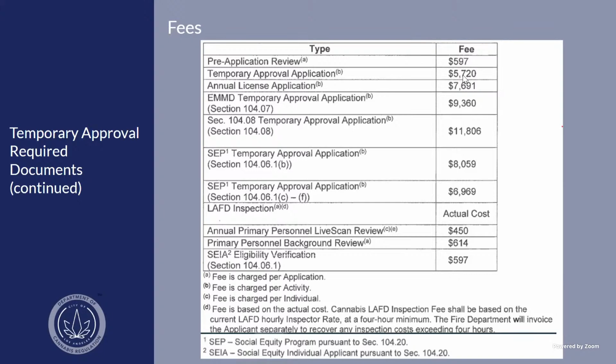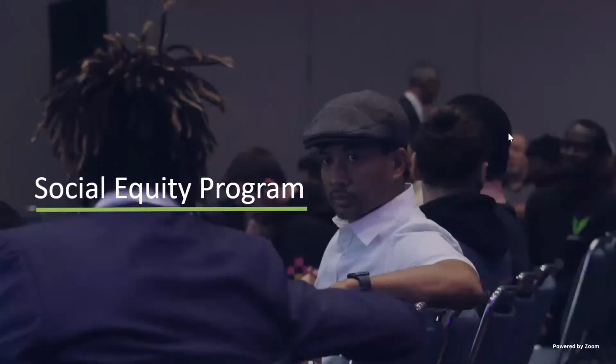And then of course, for people who have already paid the $5,720, that covers the documents that are part of the temporary approval application, as well as the documents that are now living on the legal business entity record. So for those folks, we're not charging any additional fees provided the documents are the same between both records.